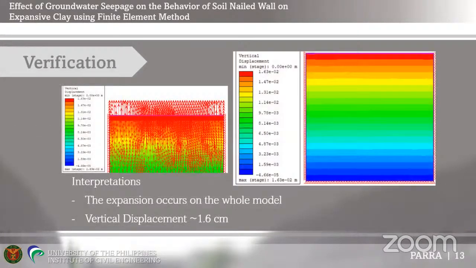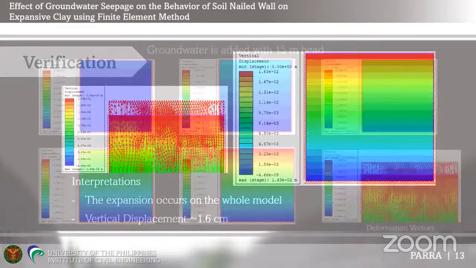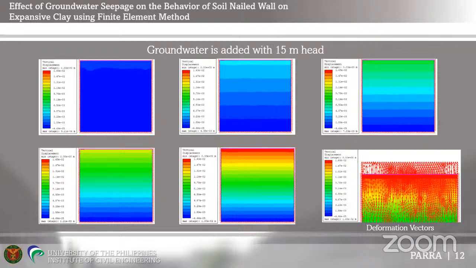Hello sir, so mag-start po muna ako dun sa verification model. So, ang ginawa ko po dito sir, just like what has been advised last RPM, in-expose ko po siya in a groundwater in steady state, and here are the results. So, I'm expecting na I will base the expansion of the soil based on the vertical displacement of each element.